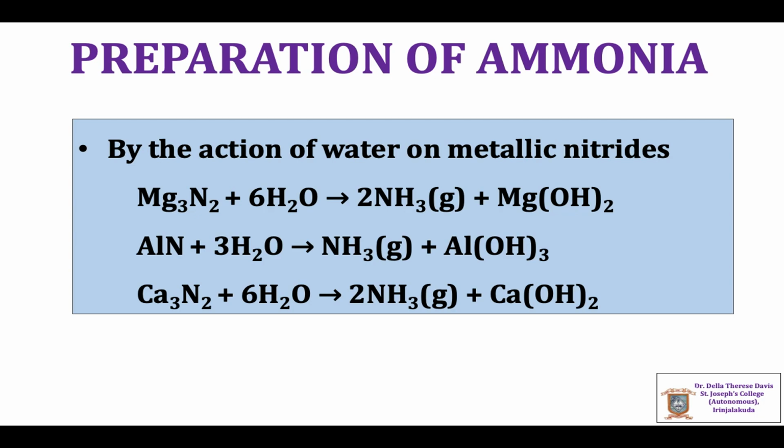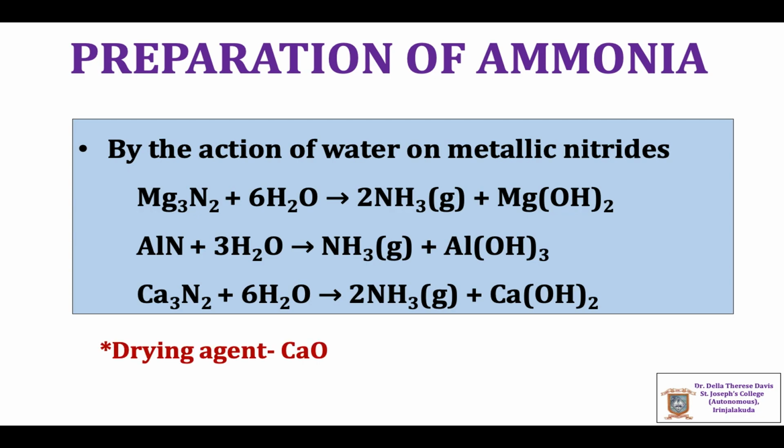Ammonia can also be prepared by the action of water on metallic nitrides. The nitrides of magnesium, aluminium, calcium, etc. give ammonia and the corresponding metal hydroxide.